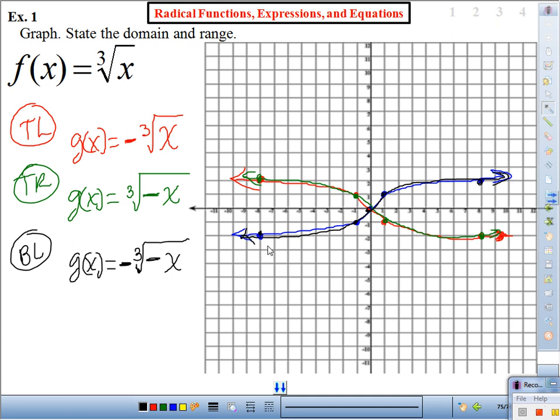The reason I'm going over these with negatives is that for the graphing portion tonight, you're going to have some negatives outside or inside the radical, and I just want to make sure that you know what it does. All right?